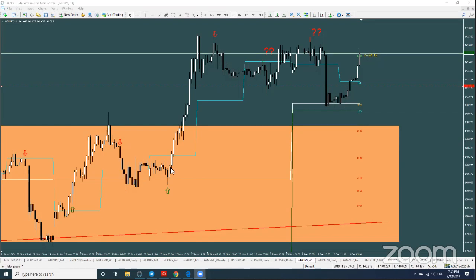So for me, the entry might be here somewhere. I'd definitely be taking profit here, no matter how close it is to your first entry. Then I'd still be taking profit here, or I'd be moving my stops to entry straight away, so that I don't get smashed out with a bounce off the daily pivot. So either of those two would be perfectly suitable, I believe.